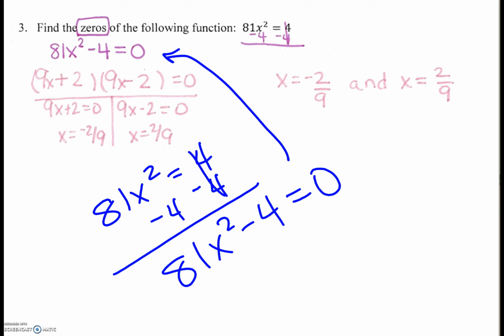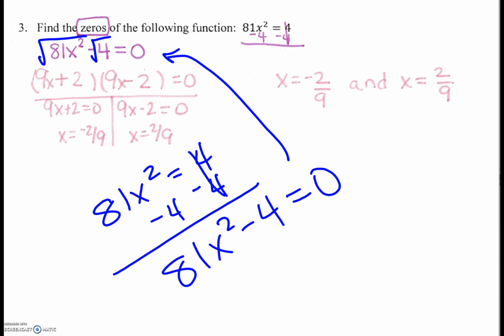Once we have 81x squared minus 4 equals 0, we need to make sure we know which type of factoring it is. Look for a GCF. If you don't see any and you see that it's two terms and both are perfect squares, you're going to set up two factor bubbles with a plus sign and a minus sign. From here, you want to take the square root of 81x squared and place that number in front of the signs. So you're going to get 9x and 9x, and then do the same thing for 4. The square root of 4 is 2. 9x plus 2, 9x minus 2.